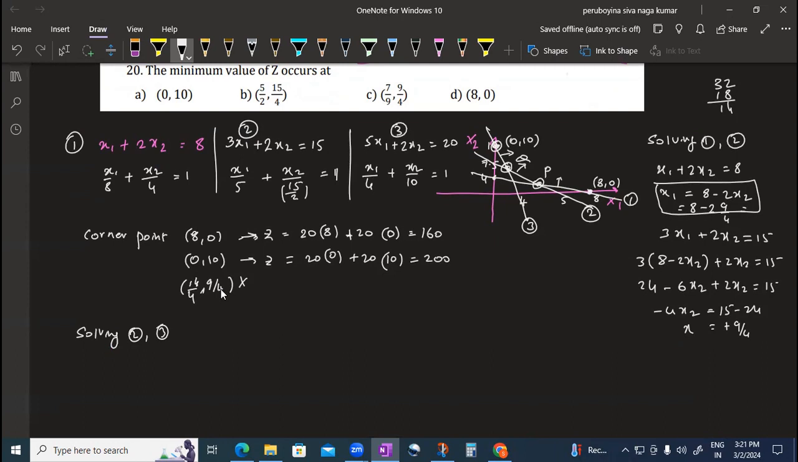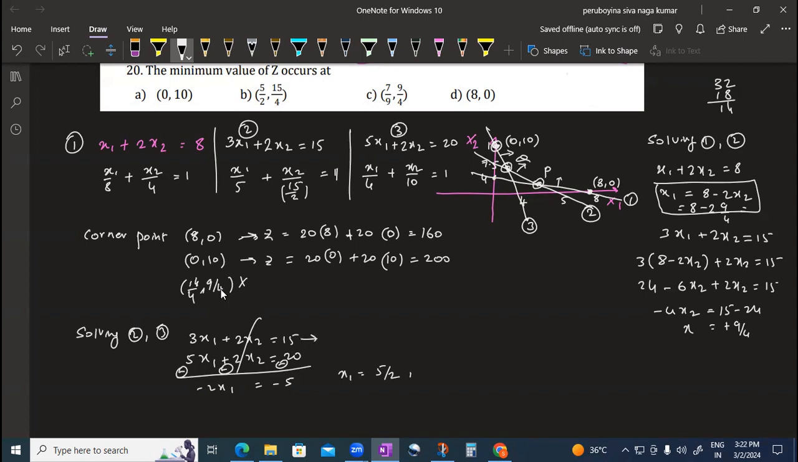2 and 3. So 3x1 plus 2x2 is equal to 15. 5x1 plus 2x2 is equal to 20. Do subtraction. It gets cancelled. This is minus 2x1 is equal to minus 5. x1 is equal to 5 by 2. If x1 is 5 by 2, then x2 is how much?